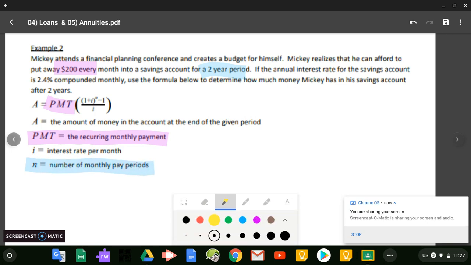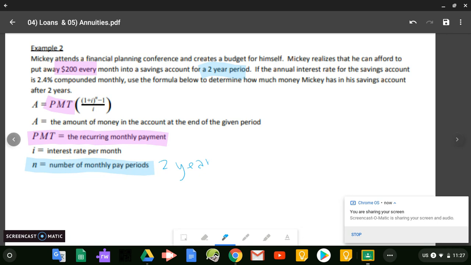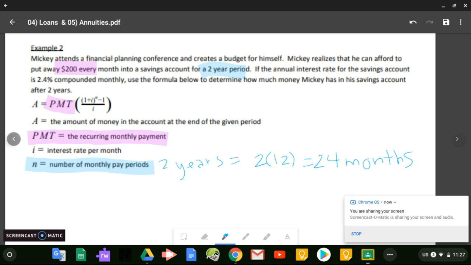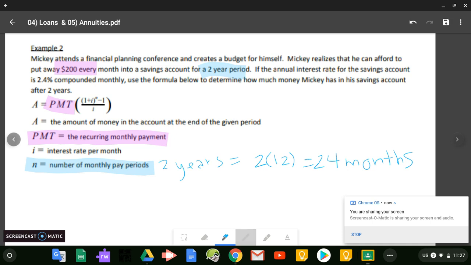Now you want to keep in mind, if you're saying this is a 2-year period, 2 years is equal to 24 months. You need to have all of your different inputs into this formula in the same unit of time. So in this case, everything's in terms of months. So for some of the things they give us, we have to convert it into months.